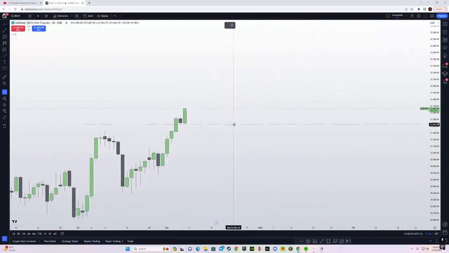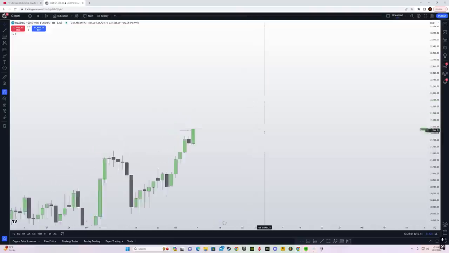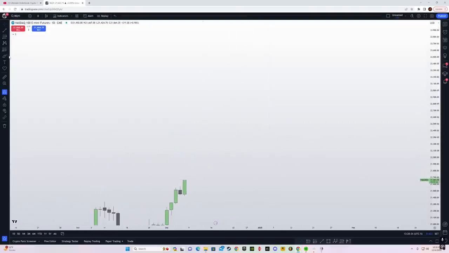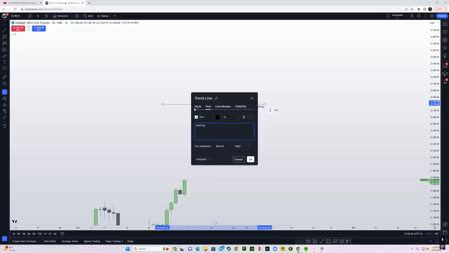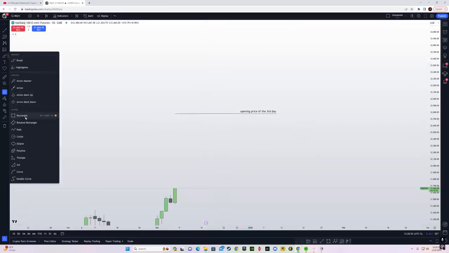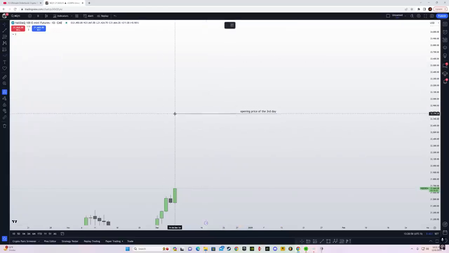So first off, what we do is we identify our bias, right? If our bias is bullish, what we want to do is drop down to the 15-minute time frame, and then we want to mark out the opening price of the third day, as I explained. So this is going to be the opening price of the third day, right? Very important. When you have the opening price, so let's just do this, right? Our bias is bullish.